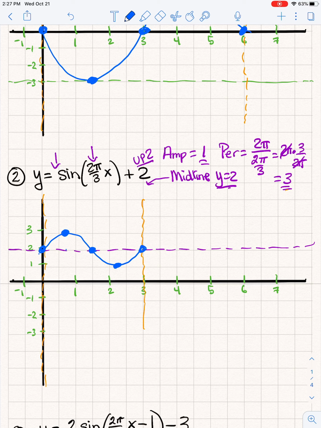Okay? And like we've talked about before, if we want to, we could extend this out. We could put a second period on our graph. Okay, I'm just gonna extend it out another 3 spaces because that's our period. Okay, so we can go through here. We'd have a 0 here. We'd have a 0 halfway. Halfway in between, we'd be up 1. Halfway in between again, down 1. And you could draw a second period of that sine curve.